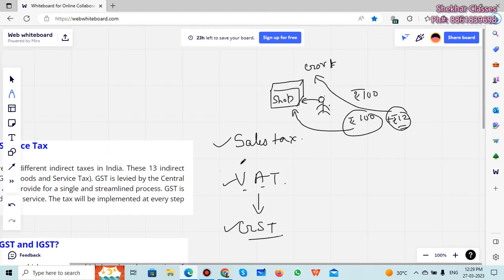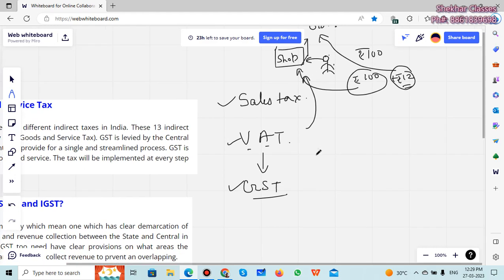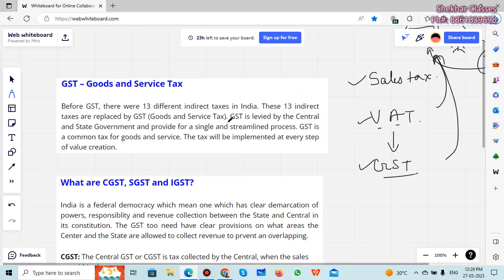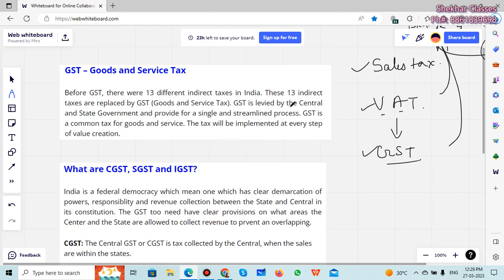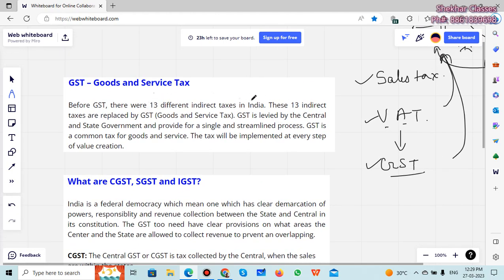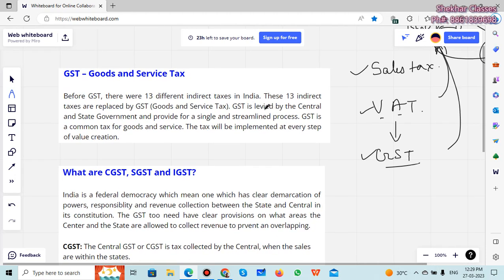It's the same way. After sales tax was abolished, a new format came, that was VAT, which they used to collect. After that they will collect GST in the same manner and give it to the government. Before that there were 13 different indirect taxes in India. It was difficult to manage 13 different kinds of taxes. The government then decided, why should the customer be paying 13 different types of indirect taxes?